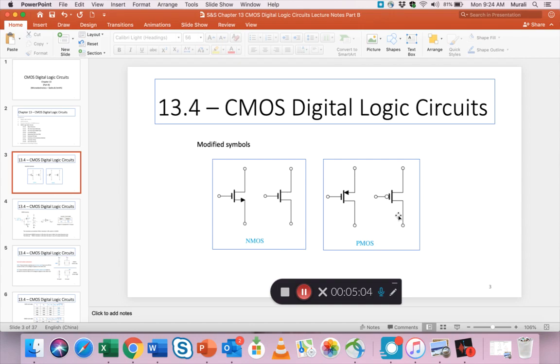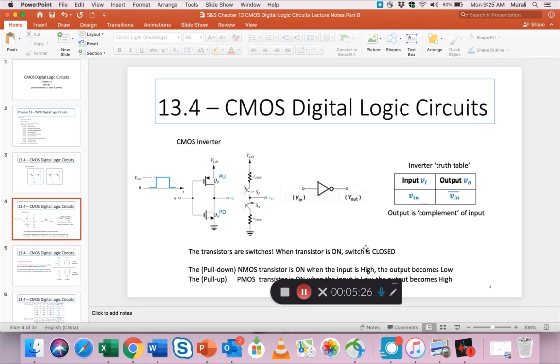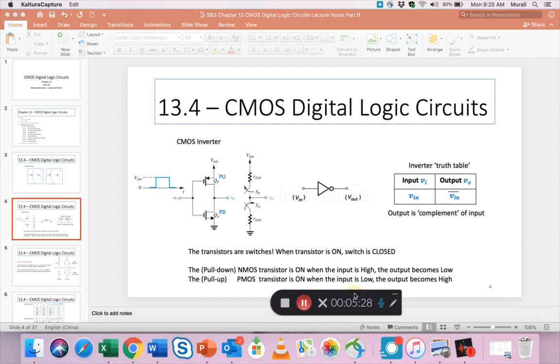Not so much when we do circuit analysis, but if we only are focusing on the logic aspects, then sometimes they'll drop the arrow and just go with this. So I need to show you that because it's a requirement to understand some of the other material. Okay, all right, with that out of the way, let's get into the real stuff here.